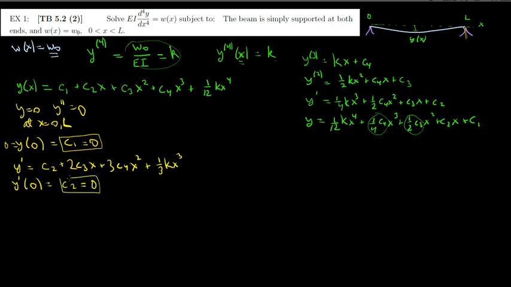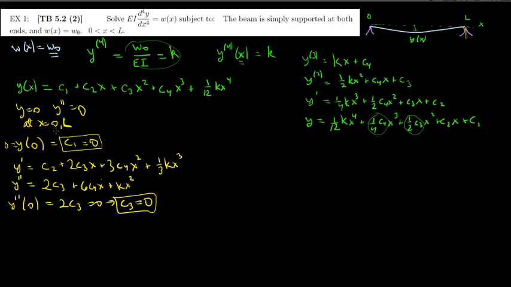Oh, hang on, that's the first derivative. Never mind. We need the second derivative now. The derivative of c2 is 0, so this is going to be 2c3 plus 6c4 x plus kx squared. Now we can plug in 0. It's not c2 that's 0, it's actually c3. 2 times c3 plus 0 equals 0. So that tells us that c3 is 0.